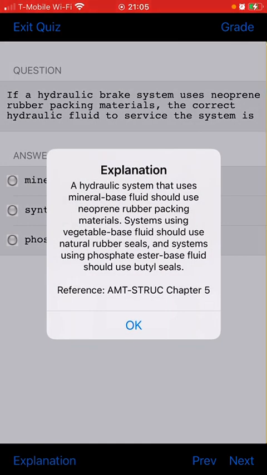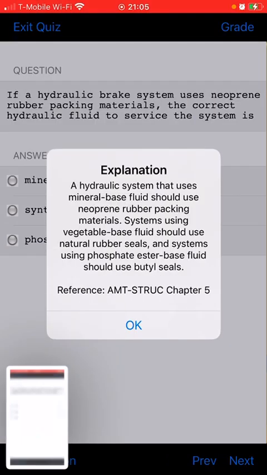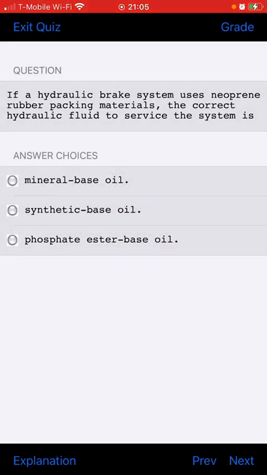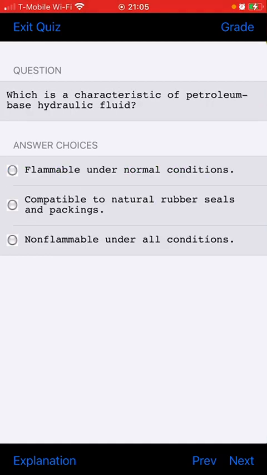The hydraulic system that uses mineral-based fluid should use neoprene rubber packing material. A system using vegetable fluid should use natural rubber. Can I write this down, please? I'm gonna take the picture. Okay, a system using vegetable-based fluid should use natural rubber seals. A system using phosphate ester should use butyl seals. So, we're going to use mineral-based fluid for the neoprene rubber packing materials, okay?